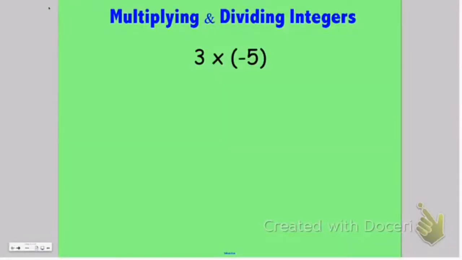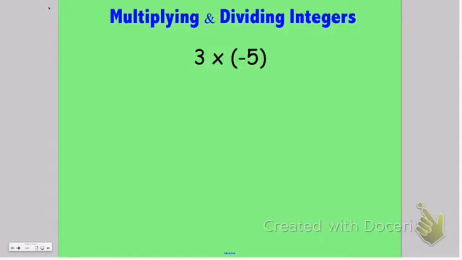Today we're going to talk about multiplying and dividing integers, because the rules are actually going to be the same. I want to take a look at how we arrive at our answer and whether it's positive or negative. So let's take a look using the integer chips.